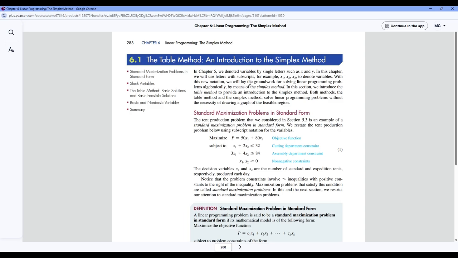In chapter 5, we basically use variables x and y to set up equations. In this chapter, we're going to use letters with subscripts like x1, x2, x3 to denote variables, with x1, x2, x3 being x, y, and z. With the new notation, we'll lay the groundwork for linear programming and show this method. The standard maximization problem in standard form will look like: maximize the profit, 50 times x1 plus 80 times x2, subject to these conditions.